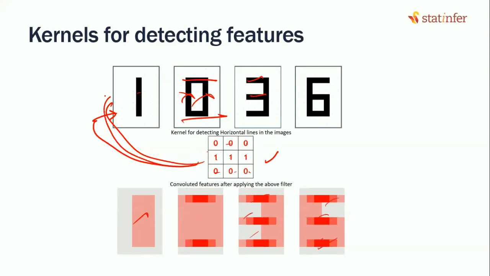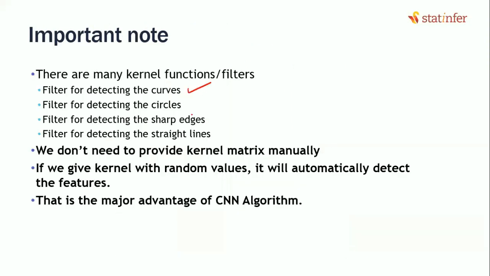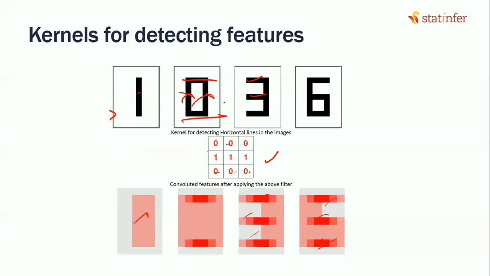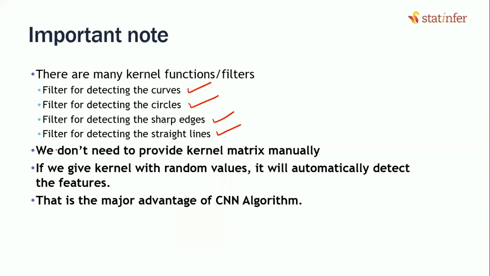Some kernel matrices will highlight vertical lines, some will highlight or detect horizontal lines, some will detect curves, some will detect circles, some filters will detect sharp edges, some filters will detect straight lines. You know what? I don't know which kernel matrix to choose. It is humanly impossible for somebody to come up with the kernel matrices. We don't need to provide the kernel matrices manually.